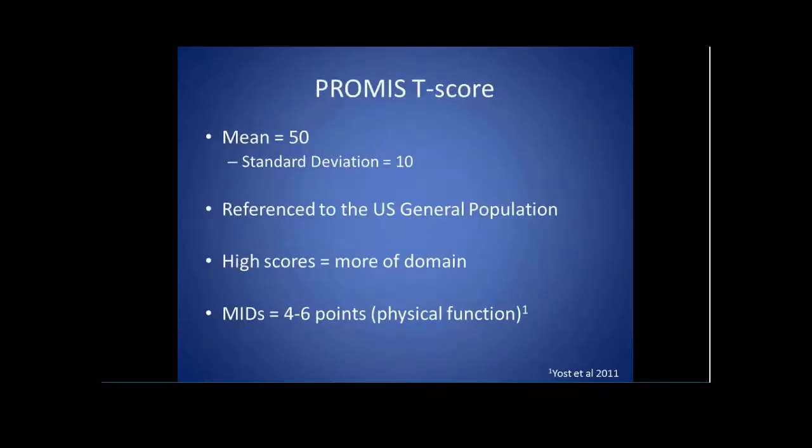All PROMIS measures are scored using a T-score. A T-score has a mean of 50 and a standard deviation of 10. It's referenced to the U.S. general population, so if one gets a score of 60, you know that you're one standard deviation above the general population mean. High scores mean more of that domain, so a high physical function score is a good thing, a high fatigue score is not a good thing.